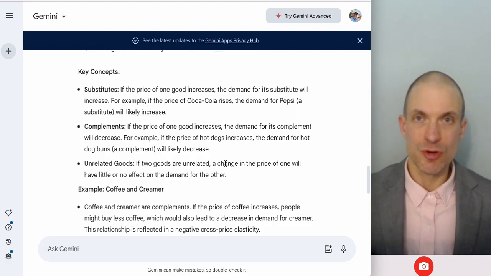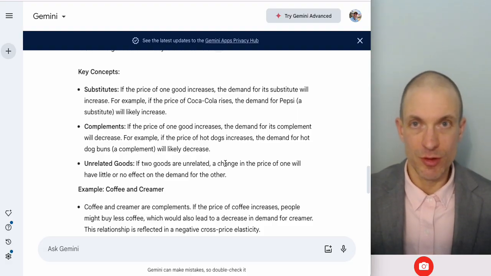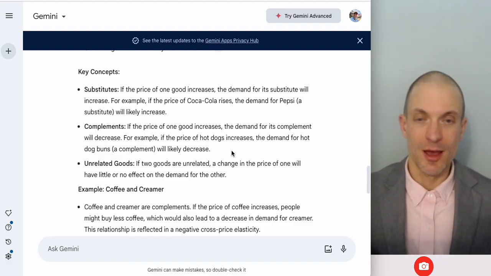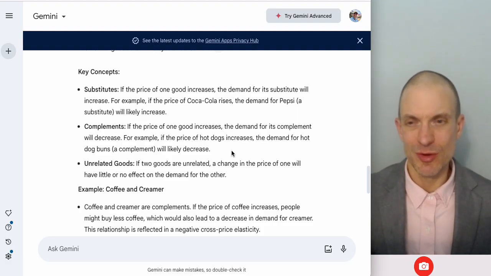Usually when we teach cross elasticity at the principles level, we only care about the sign. So if it's positive, we have substitutes. If it's negative, we have complements. If it's 0, they're unrelated or independent goods. I think that's missing an opportunity. At the MBA level, we'll pay attention to the magnitude as well.